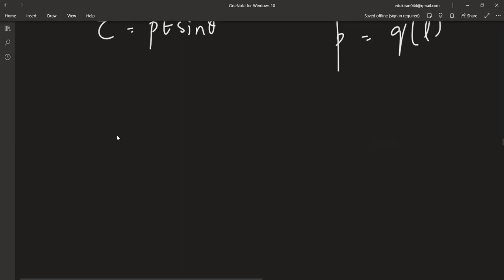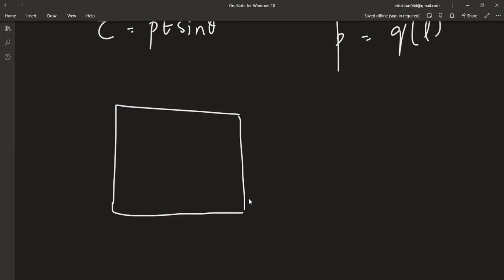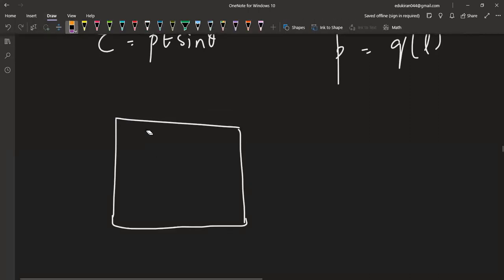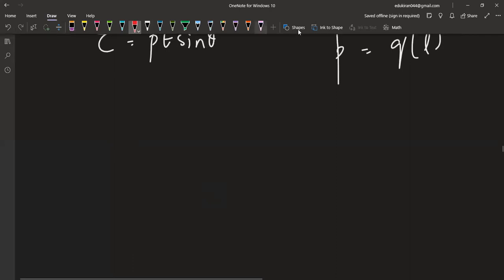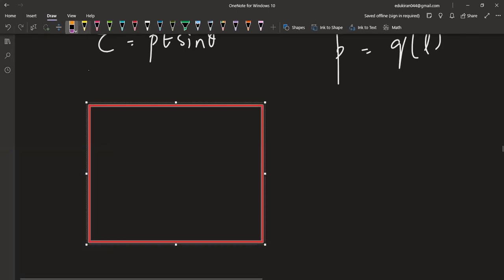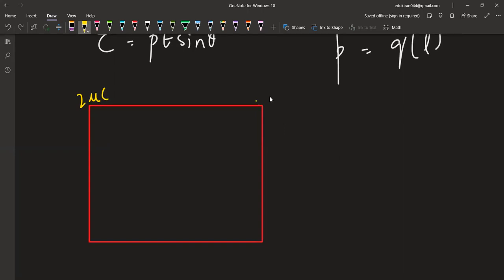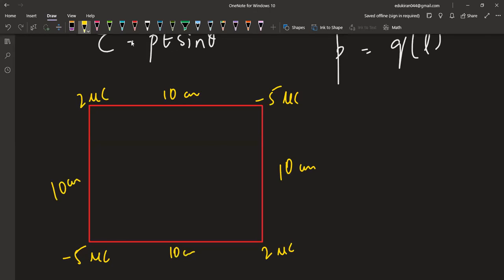See, this says that 4 point charges are placed at the corners of a square. Let me just draw it properly. It's a square given. This is 2 microcoulomb. B is minus 5 microcoulomb. C is 2 microcoulomb. This is minus 5 microcoulomb. These are located at the square. So this is 10 centimeters, 10 centimeters, 10 centimeters, 10 centimeters.